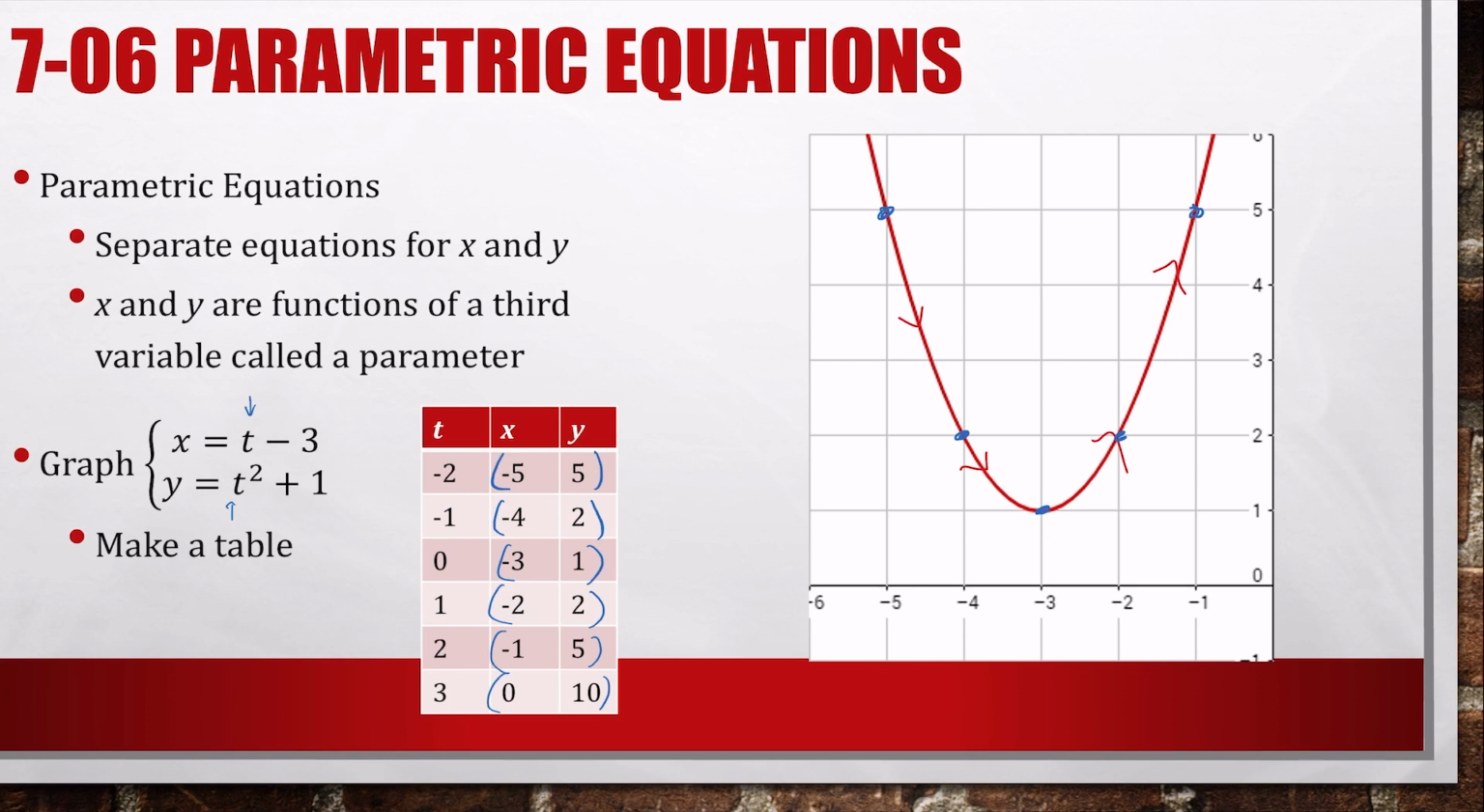Notice, though, we don't just draw this parabola. We have arrows on it. The arrows show the direction the graph goes as t, as the parameter, increases.